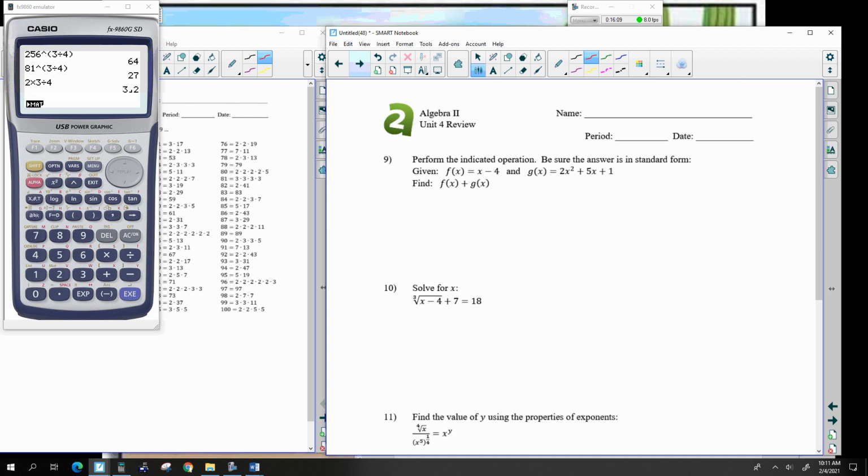Okay, this problem we want to take f plus g. Okay, so x's are only allowed to add to other x's, x squareds with x squareds, numbers with numbers. So this is an addition, so that's good. I don't have to change any signs. So x squareds, there's 2x squareds. X's, there's 1 and 5, so that's 6. Numbers are -4 and +1, so that's -3.